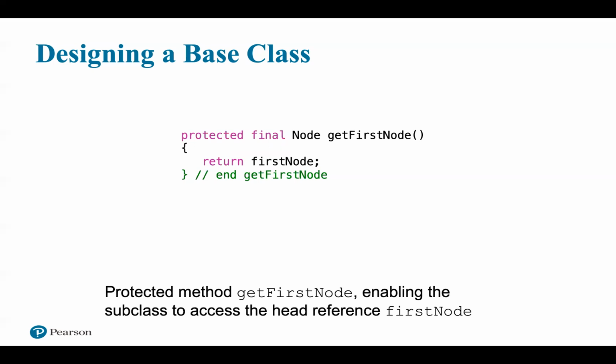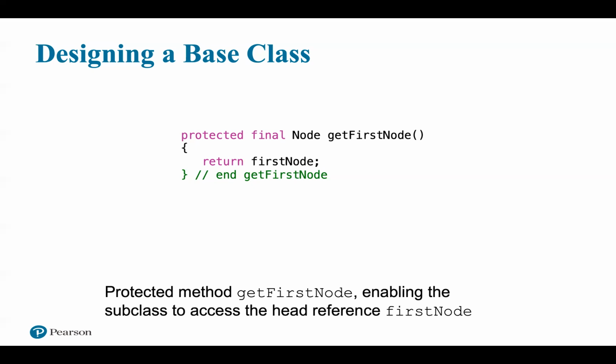A subclass likely will need to change firstNode and numberOfEntries, so we could provide protected methods that do so. But while we want an efficient subclass, we also want to keep our data structures intact. So we will not allow a subclass to change these data fields directly.